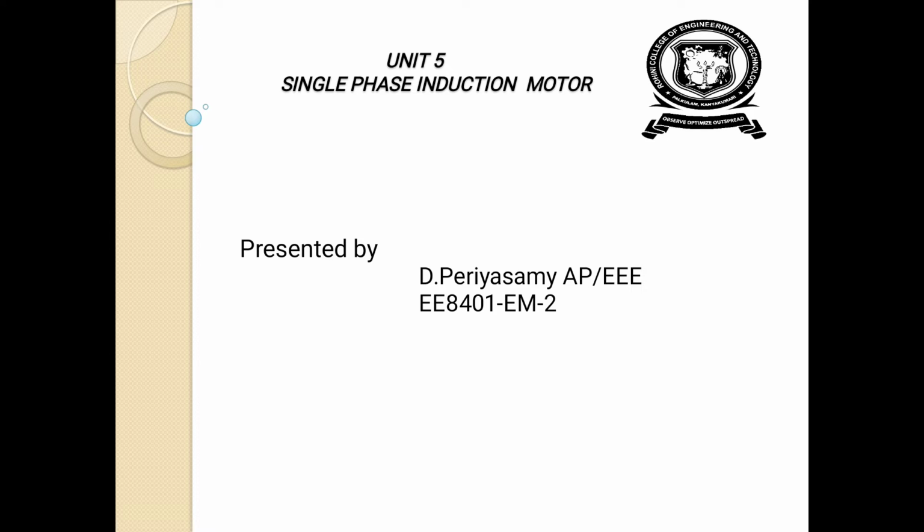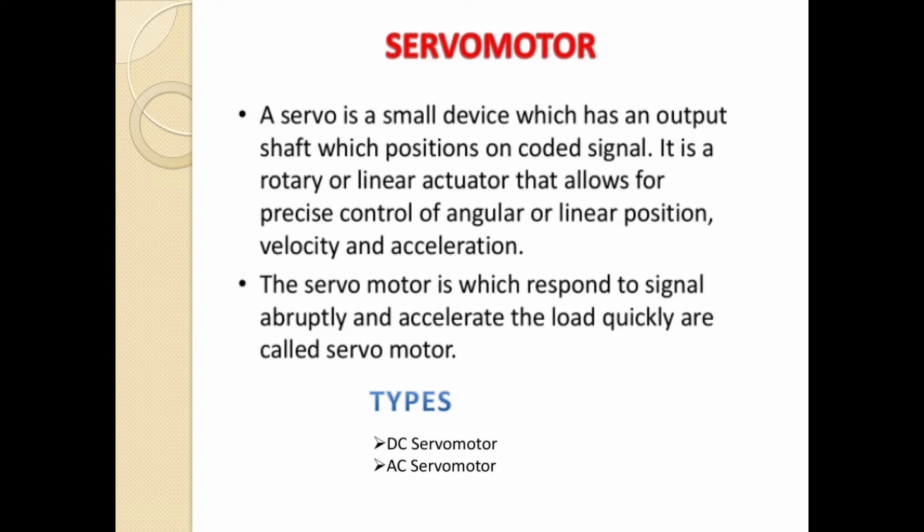Today we are going to discuss the topic of servo motor. A servo is a small device which has an output shaft whose position is set by a coded signal. It is a rotary or linear actuator that allows precise control of angular or linear position, velocity and acceleration. A motor which responds to a signal and can accelerate a load quickly is called a servo motor.